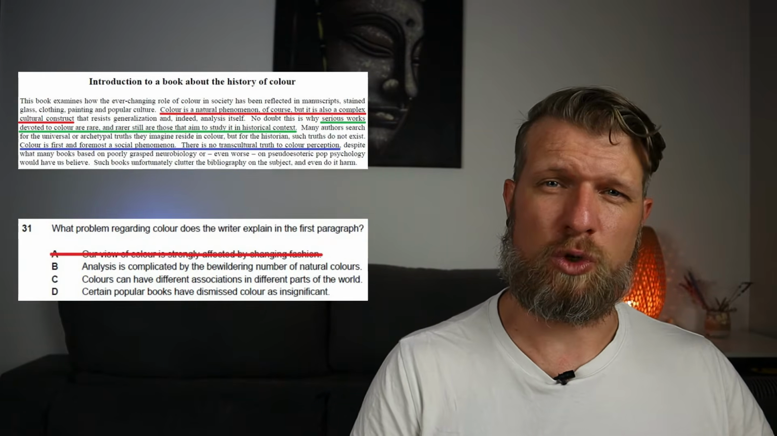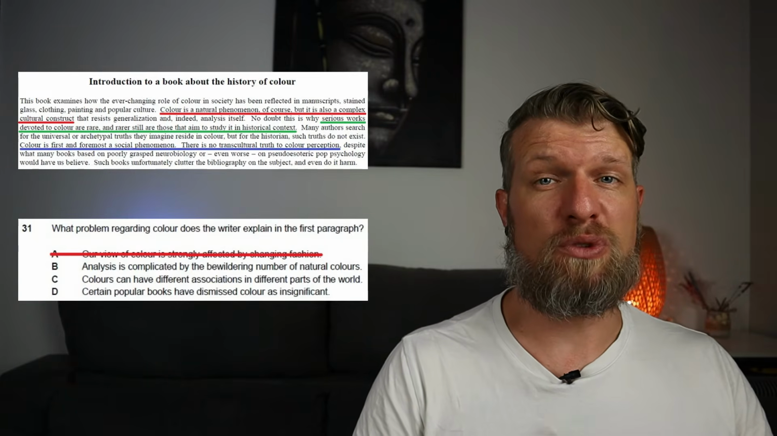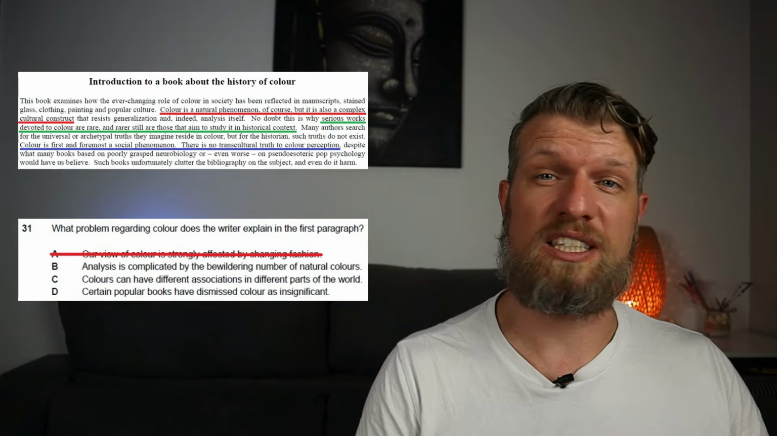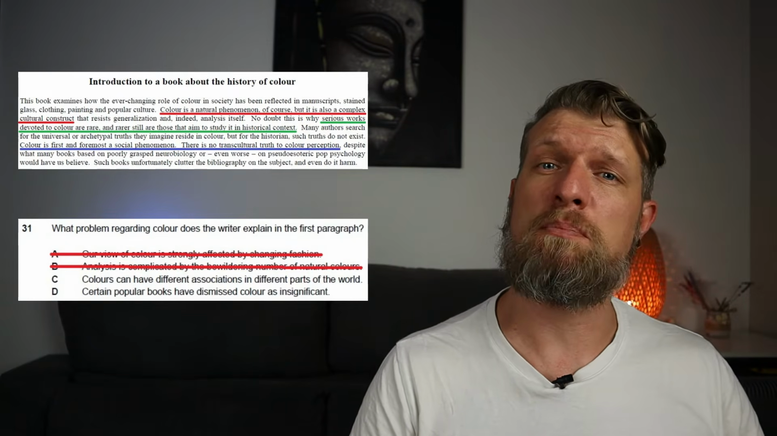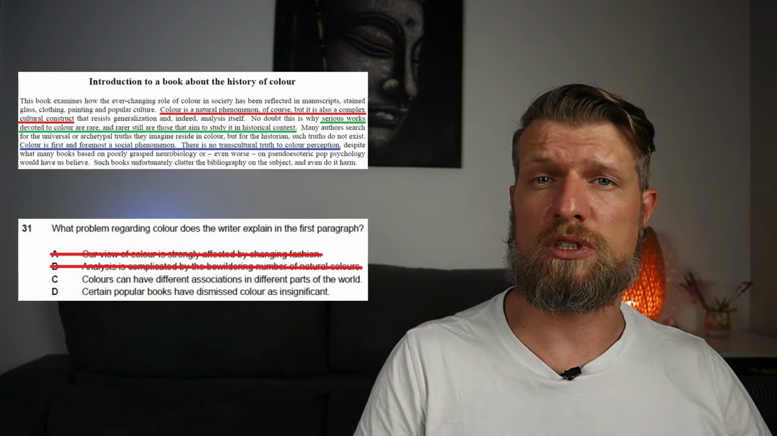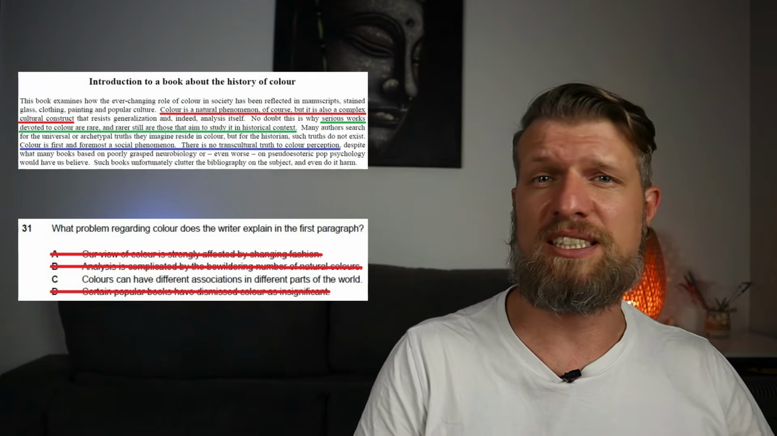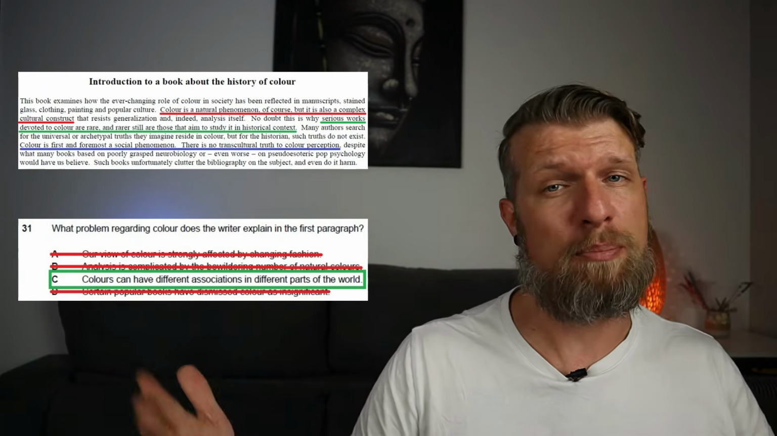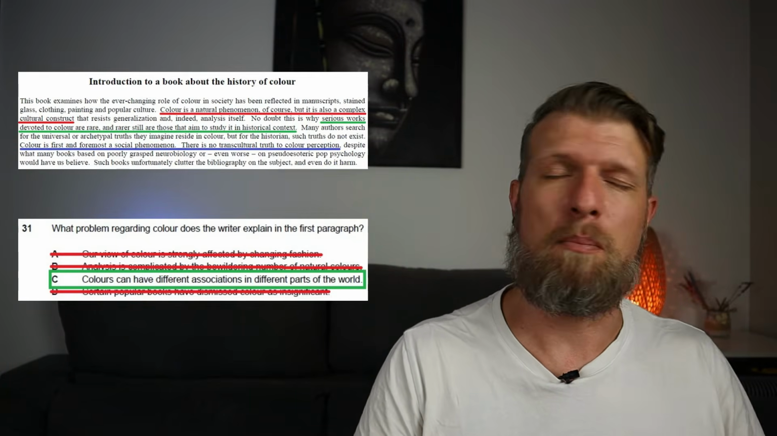Option A doesn't work. The text does talk about color and popular culture as a reflection of cultural ideas about color, but not that it works the other way around as well. Option B also doesn't work because the text doesn't mention the number of natural colors at all. Option D talks about books, but the text doesn't talk about any literature that dismisses color as insignificant. That leaves us with option C, which happens to reflect our summary very well. So answer C must be correct.